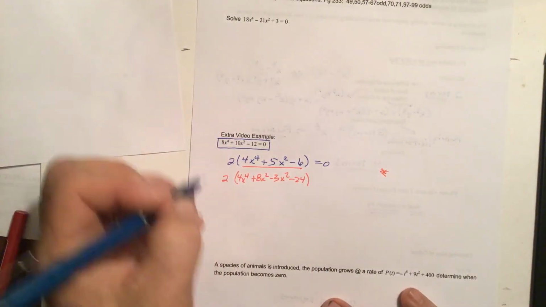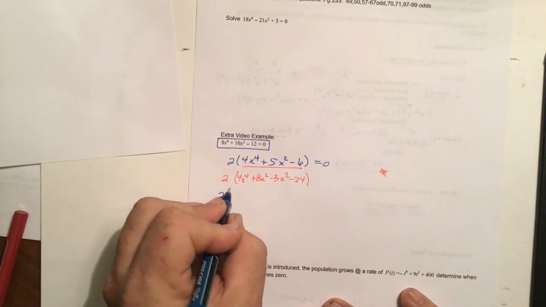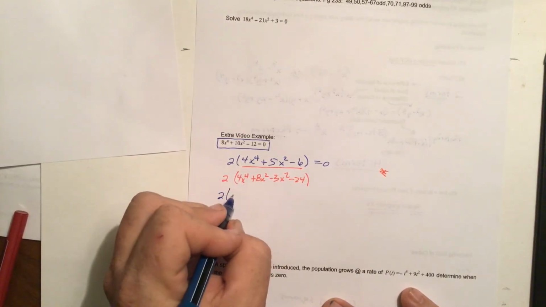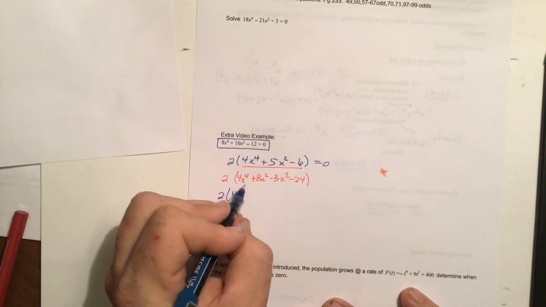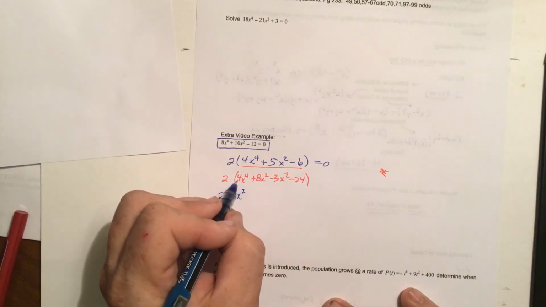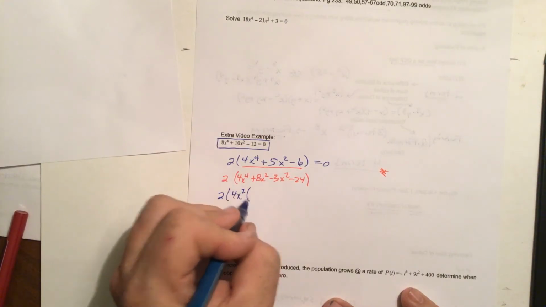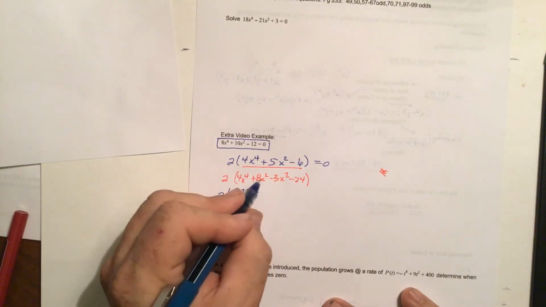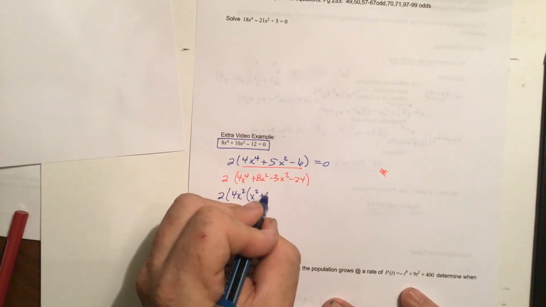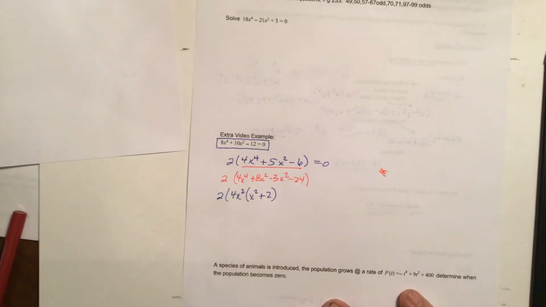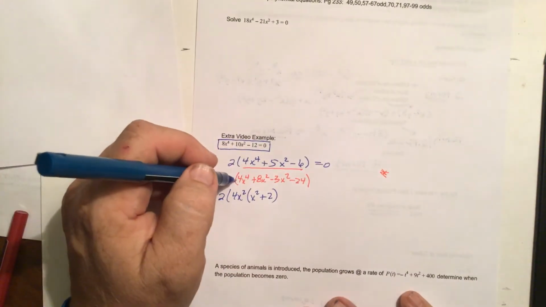So let's look at this here. I still have my 2 out front. I can take out a 4x squared, and that's going to give me x squared plus 2, is what it looks like. Okay, let's see what else I have here. Why did I get something funky there?